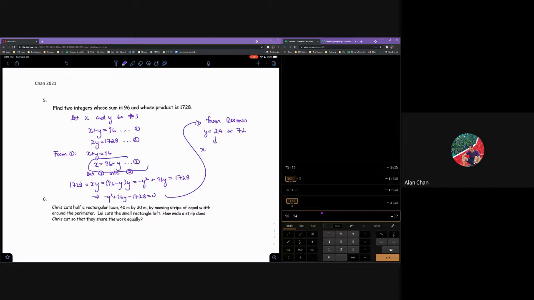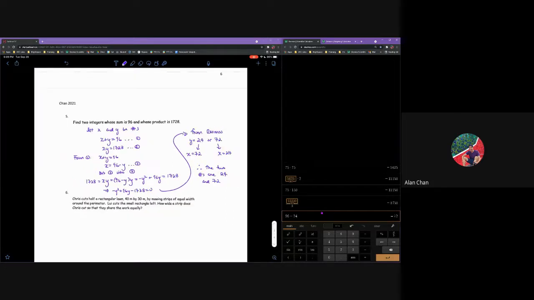Again, I'm over here at step 3, and I'm subbing in my y value of 24, and my x will be equal to 72. And if you do the other way, you'll get x is equal to 24. So it doesn't really matter which one's x and which one's y, but the two numbers are 24 and 72. So I'll say therefore the two numbers are 24 and 72. Okay, let's move on. Hopefully everyone is happy. Are you happy?